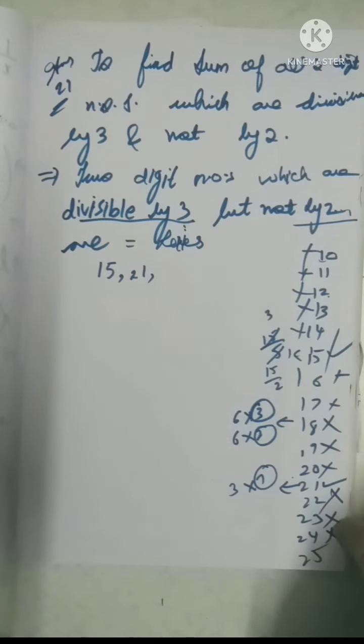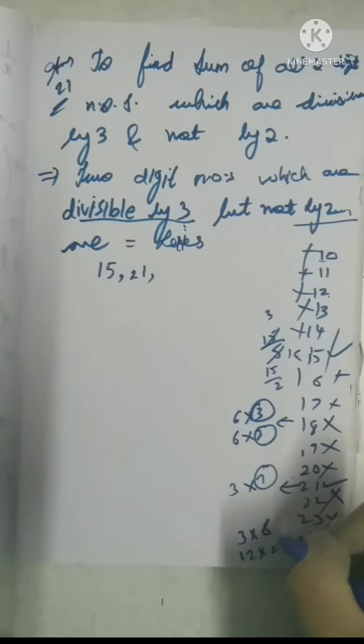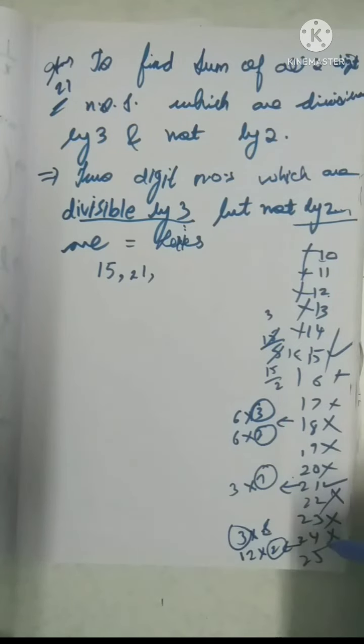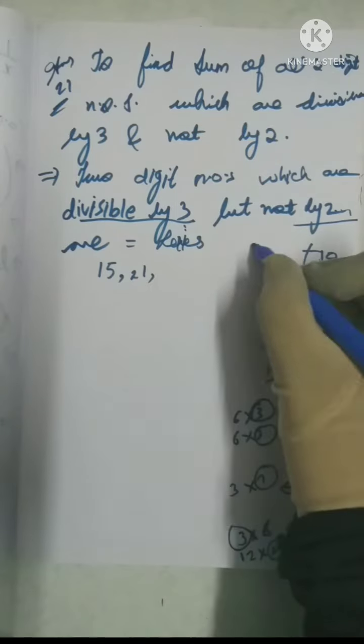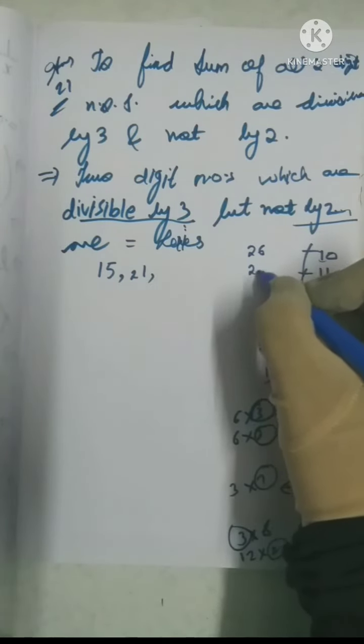24 is divisible by 3 because we know 3 8s are 24, and also 24 is divisible by 2 because we know 12 2s are 24. So it is divisible by 2 and 3 both. So we cannot choose 24, we cannot choose 25. Next, what is the number we have? 26. It is not divisible by 3. 27. Yes, it is divisible by 3.